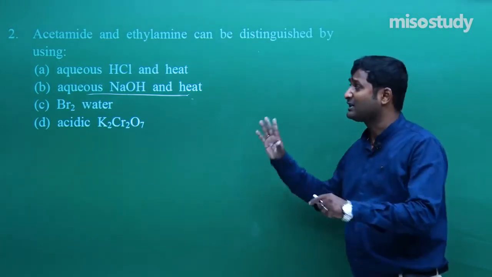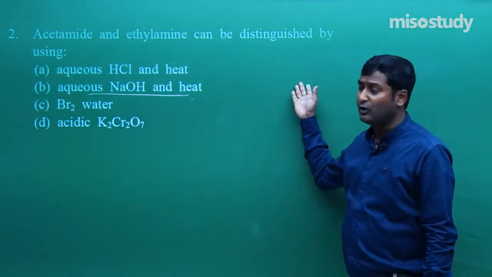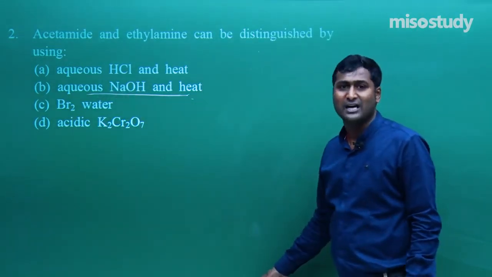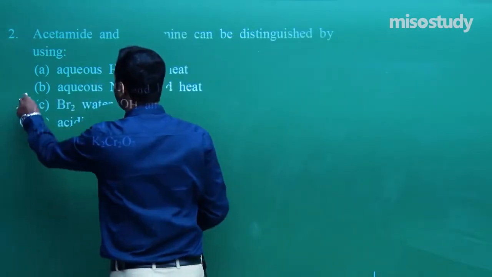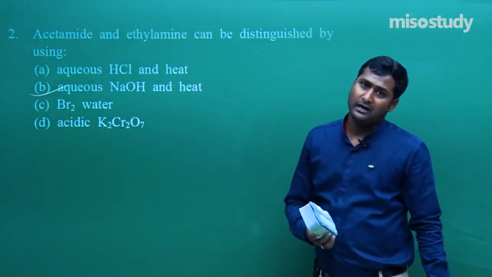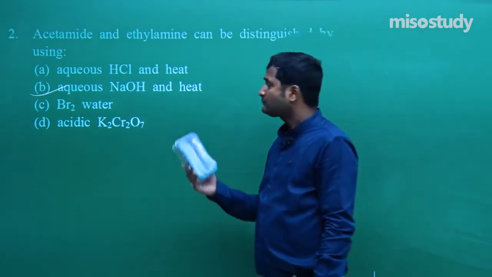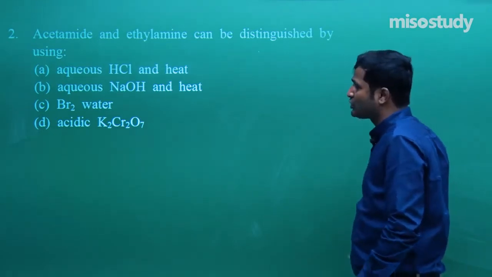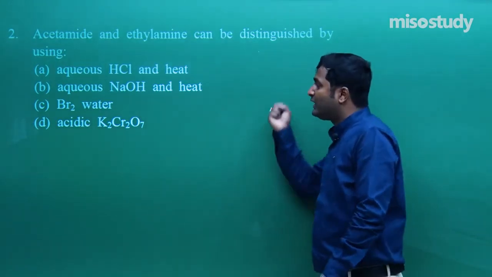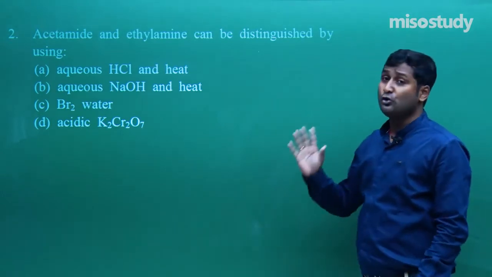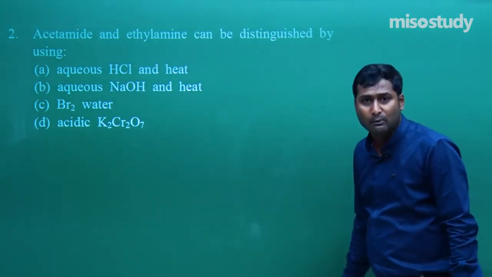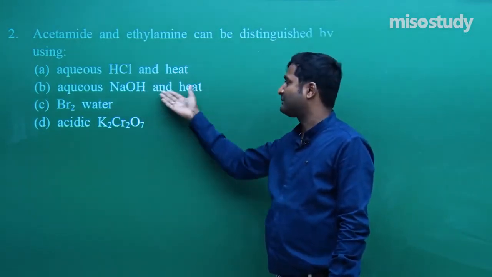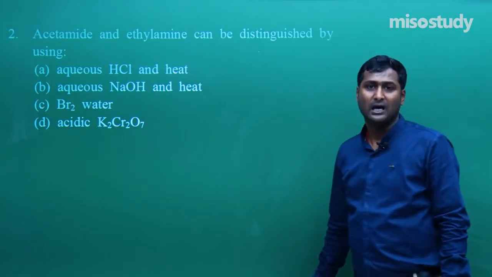During my lecture I have discussed all these things. This is just simple theory. Acetamide and ethylamine can be distinguished by using aqueous NaOH and heat. So for this question we can say B is the correct option. Clear, friend? If the question is directly asked, you do not need to use extra time to solve such questions. Simple theory and plain explanation: B is the correct option.